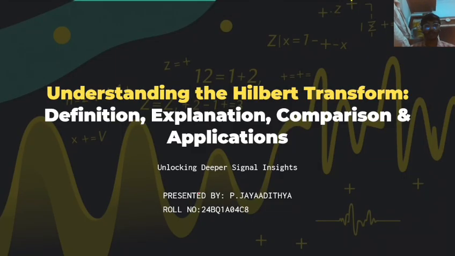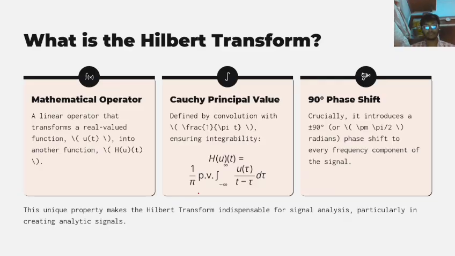Now let us go deeper into the Hilbert transform. What is the Hilbert transform? A mathematical operation, a linear operation that transforms a real valued function into another function, which means u of t is converted into H of u of t. Next, the Cauchy principal value defines it as a convolution, which means the Hilbert transform can also be represented as H of u of t equals 1 by pi times the integral from minus infinity to infinity of u of tau by t minus tau d tau, in which tau is another time variable.